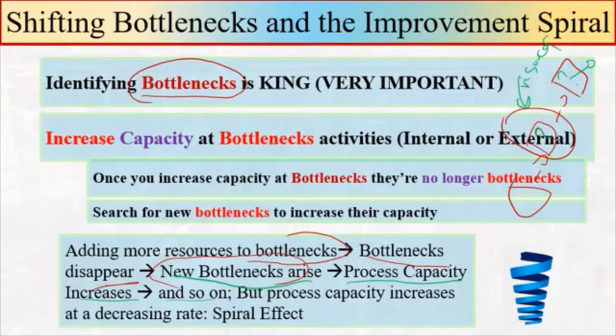But every time you identify the bottleneck, new bottlenecks, and you improve the process, the improvements are decreasing at a rate. The first bottleneck you identify is going to give you a lot of improvement. The second one will give you improvement, but not as much as the first one. The third one is less, and so on. This is what the spiral effect is all about.